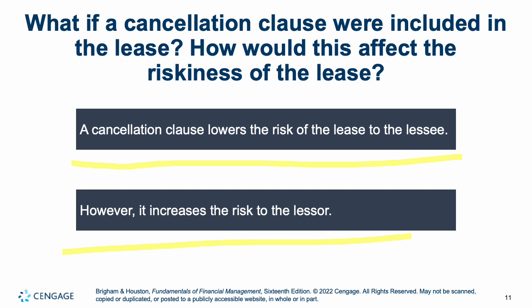So cancellation clauses, if they exist, and not all leases have them, make it less risky to the lessee or the person who assumed the lease because you can get out of it, but it increases risk to the lessor. And language in lease contracts greatly varies depending on what the thing is being leased and the term and all of that. Once again, leases are just simply legal contracts. So leases are one form of hybrid financing. They are used all the time.